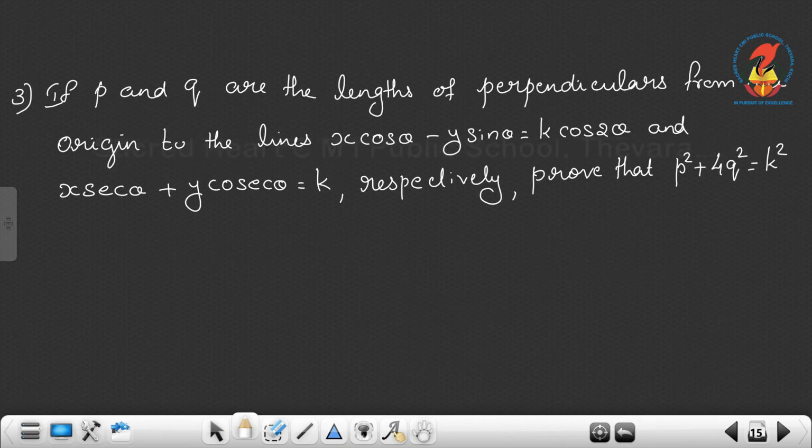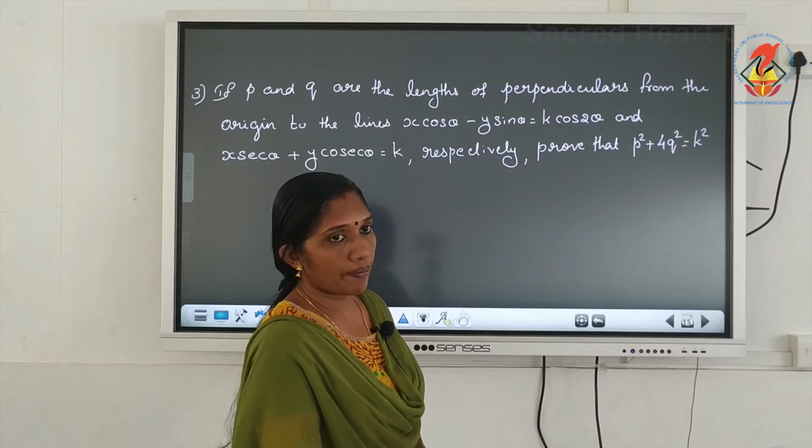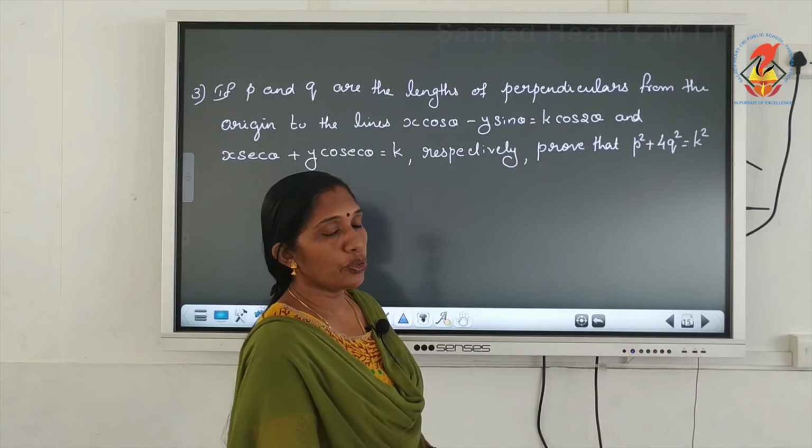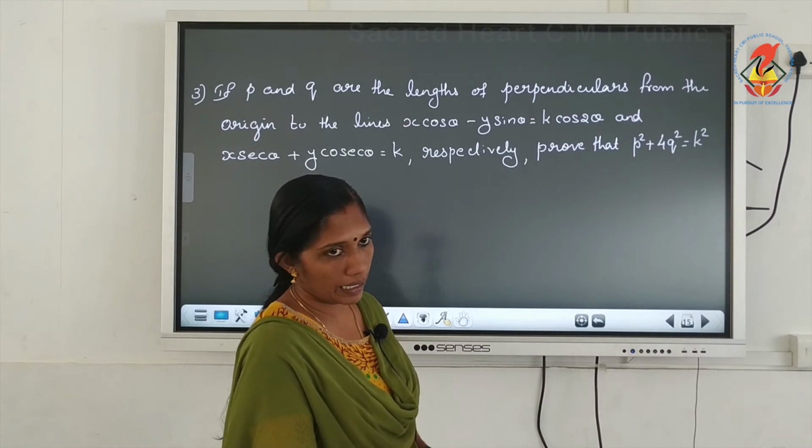The next is, if P and Q are the lengths of perpendiculars from origin to the lines x cos theta minus y sin theta is equal to k cos 2 theta and x sec theta plus y cosec theta is equal to k respectively, prove that p square plus 4q square is equal to k square. So here two lines, and from the origin to these lines the distances are given.